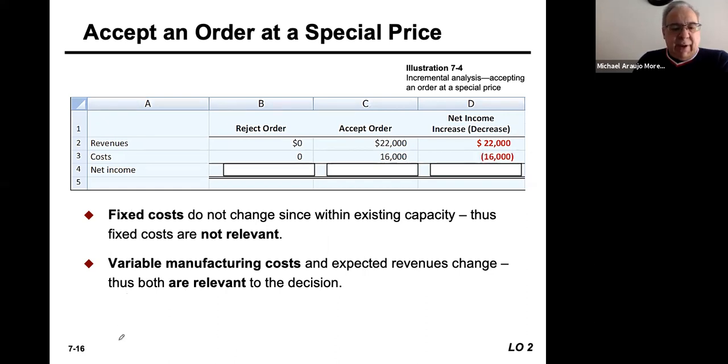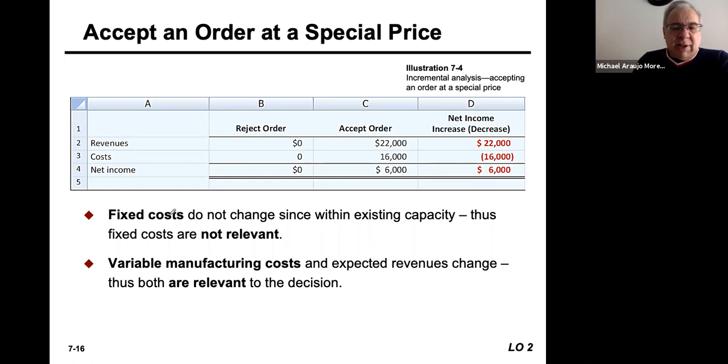The net income, if they rejected, would be 0. If they accepted, would be 6,000. So accepting the order would mean a $6,000 increase to net income. Okay. So this is important. This is important to know.